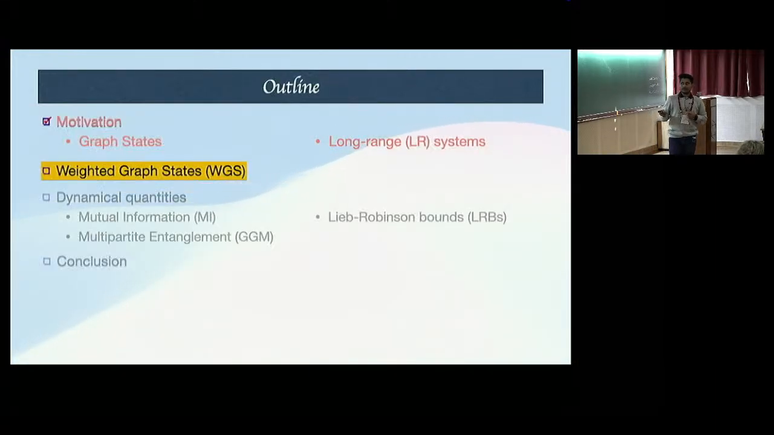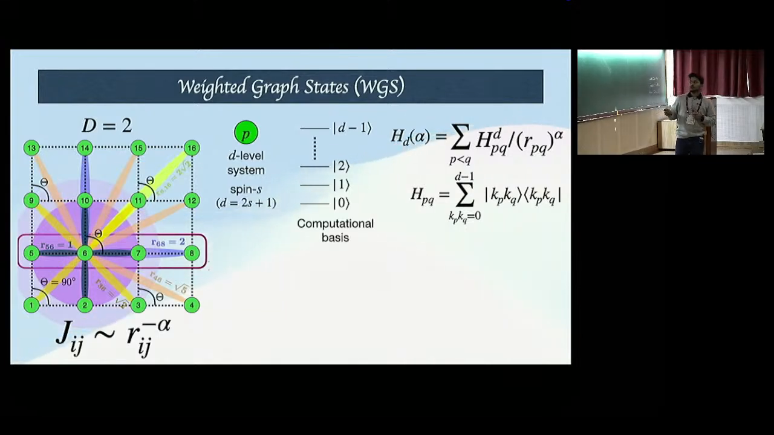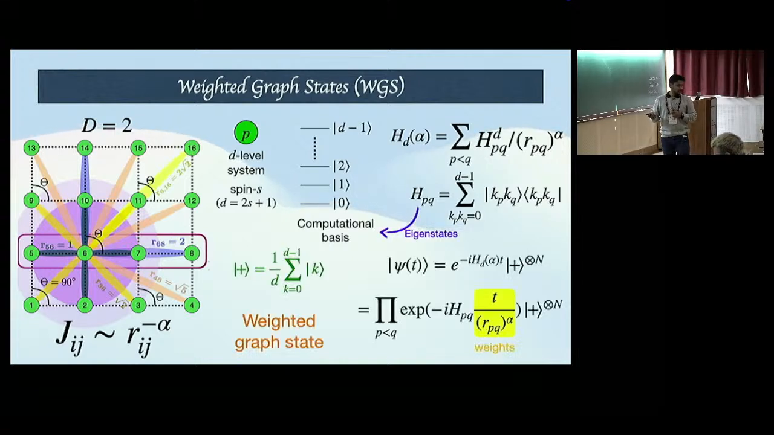Now, how do we incorporate these two in weighted graph states? So these are the computational bases, which are the sigma z eigenstates. The Hamiltonian is still the Ising Hamiltonian of this form, but the interaction strength now decreases with the distance. There are two dimensions: one is the local spin dimension, which is small d, and the other is capital D, the spatial dimension.